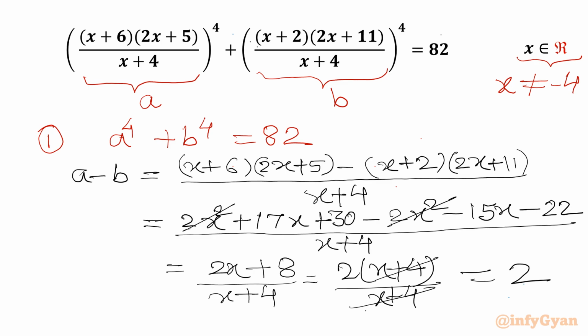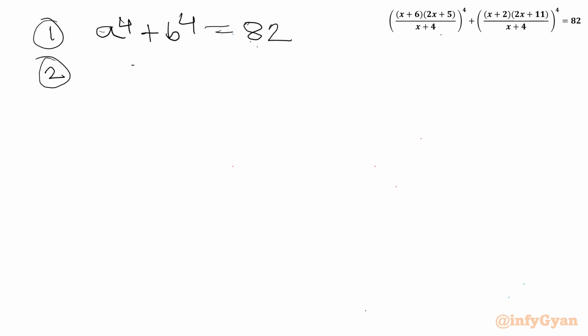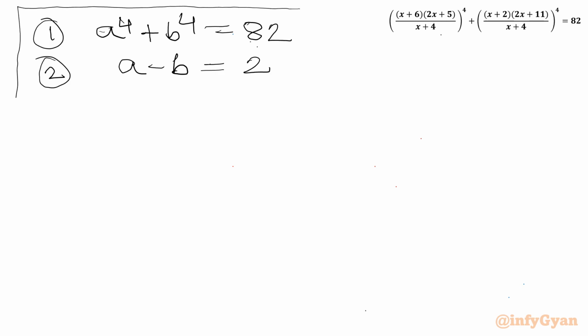Let me write here: A^4 + B^4 = 82. This is equation 1. And equation 2 is A - B = 2. Now this system we have to solve for the value of A. Once A is known, we can find out x easily.